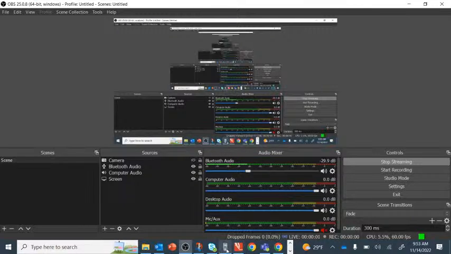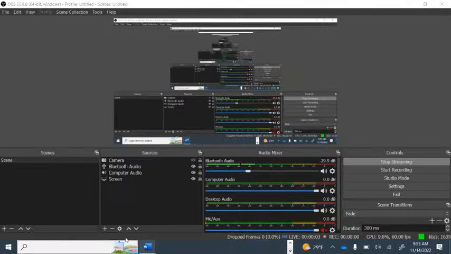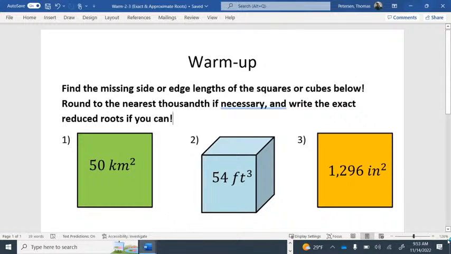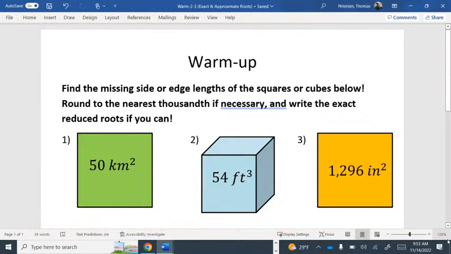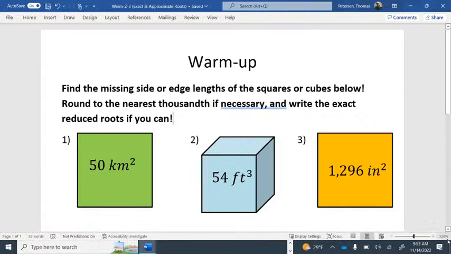At home, here comes your warm-up. Yay! This one. Find the missing side length or edge length of the squares or cubes below. Round your answer to the nearest thousandth if necessary, and write the exact reduced roots if you can.